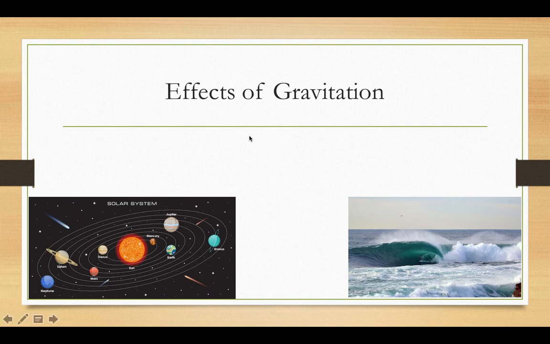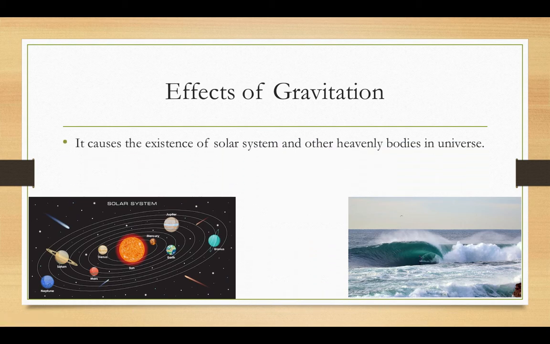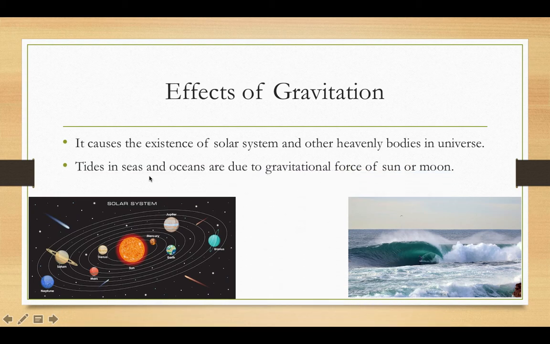Effects of gravitation. So one of the effects of gravitation is that because of the gravitation there is existence of solar system and all the heavenly bodies revolving around the sun. Tides in seas and ocean are due to gravitational force of sun or moon. As I told you before, the gravitational force has more impact on liquid than solid. That's why the tides in seas and oceans are due to the gravitational force of sun and moon. And around the earth there is atmosphere, and that is also due to the gravitational force of earth.